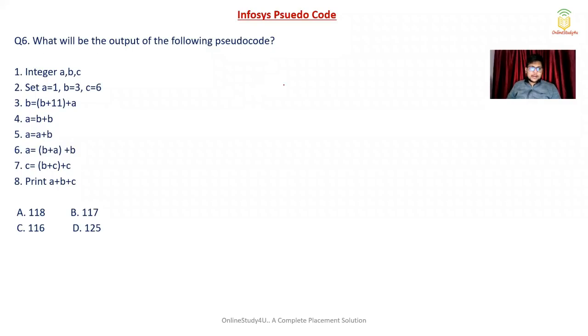Here also, we have three integers, A, B, and C. The value of A is 1, the value of B is 3, and the value of C is 6. So now my B gets updated to B plus 11 plus A. That is 3 plus 11 plus 1. So 11 plus 3 is 14 plus 1, that is 15. So my B gets updated to 15.